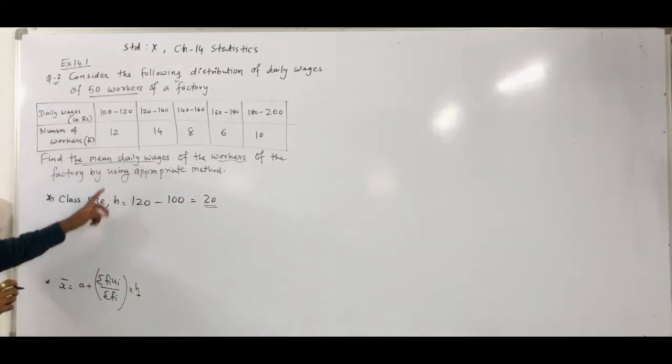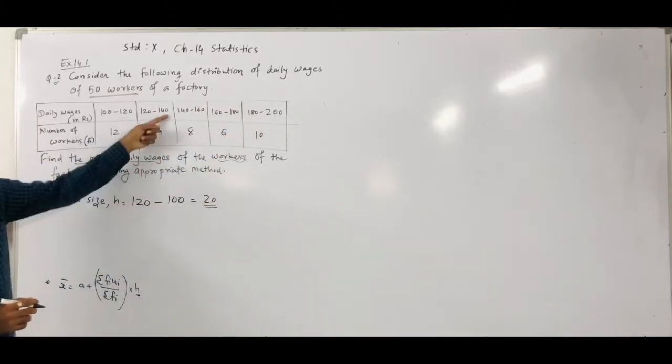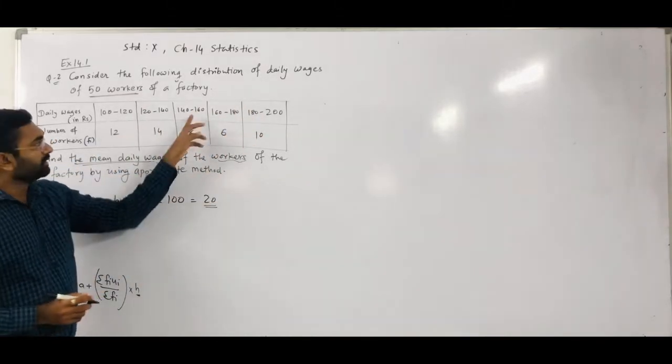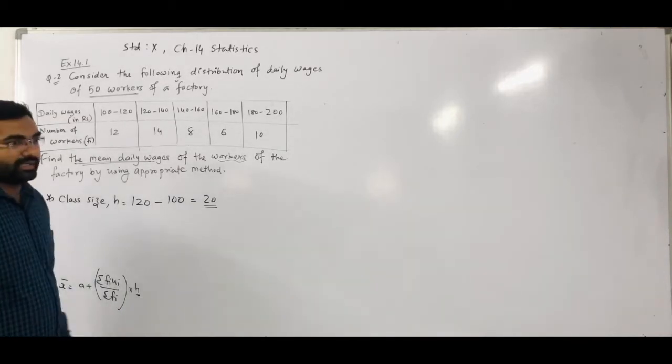Right? So observe each and every class. The class size is 20. 140 minus 120 is 20. 160 minus 140 is 20. So our h value is 20.